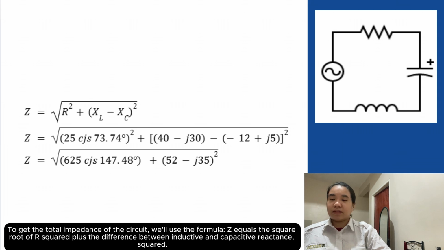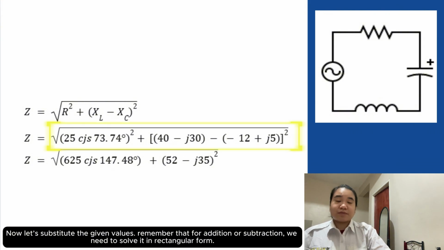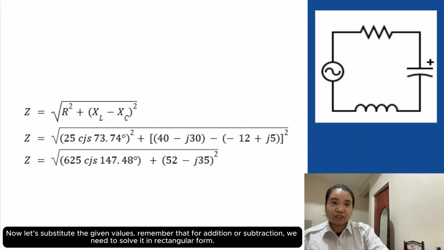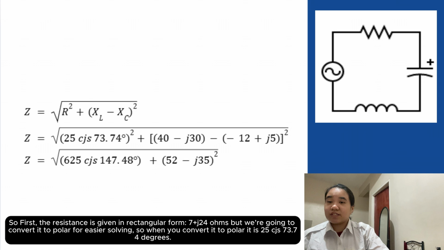So to get the total impedance of the circuit, we'll use the formula Z equals the square root of R plus the difference between inductive and capacitive reactance squared. Now let's substitute the given values. Remember that for addition and subtraction, we need to solve it in rectangular form. So first, the resistance is given in rectangular form, which is 7 plus j24 ohms, but we're going to convert it into polar for easier solving.